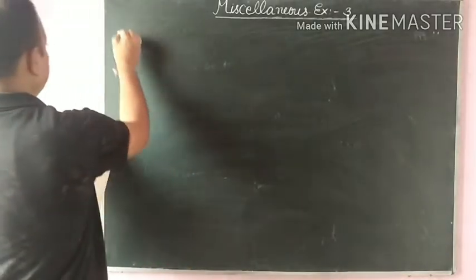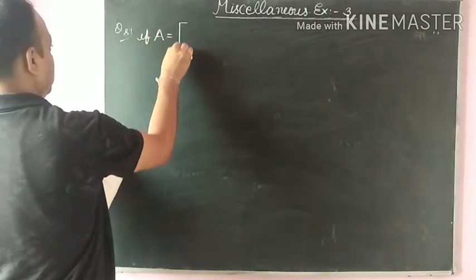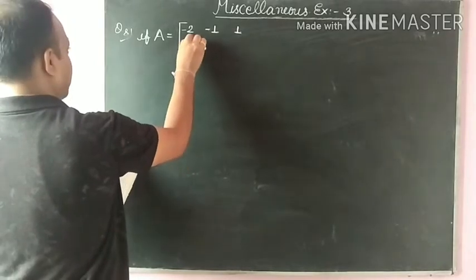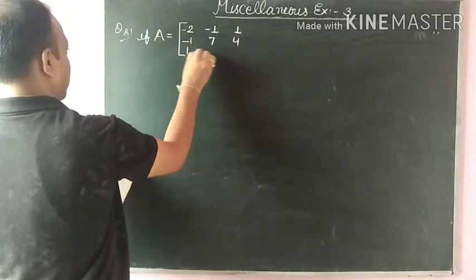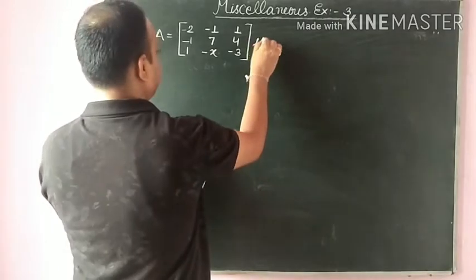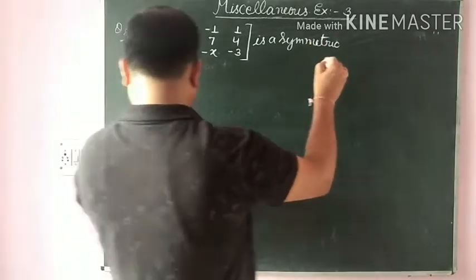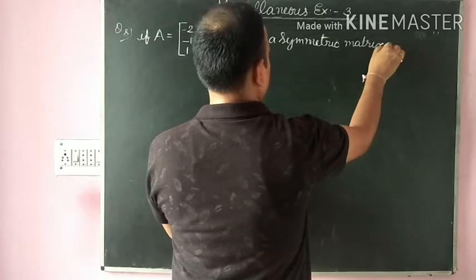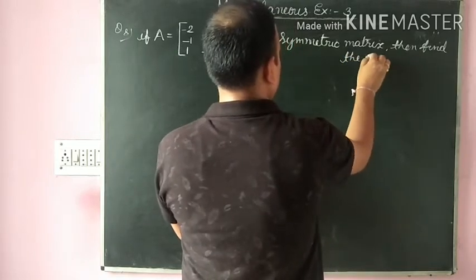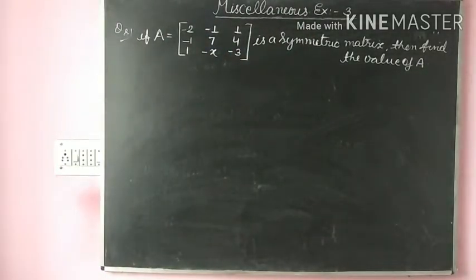Question number 8: if A equals the matrix with rows -2, -1, 1; -1, 7, 4; and 1, minus x, -3, is a symmetric matrix, then find the value of x.